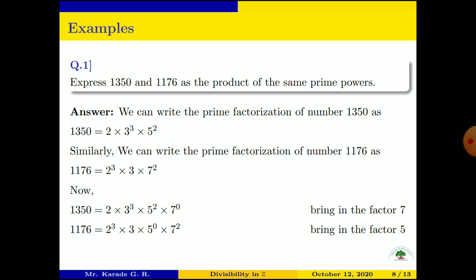as a product of the same prime powers. So first of all we express these two numbers as a product of primes. In the answer we can write the prime factorization of the number 1350 as: 1350 is equal to 2 into 3 cube into 5 square.